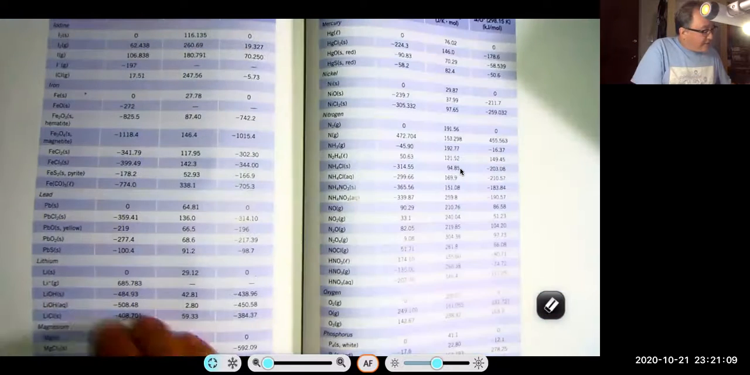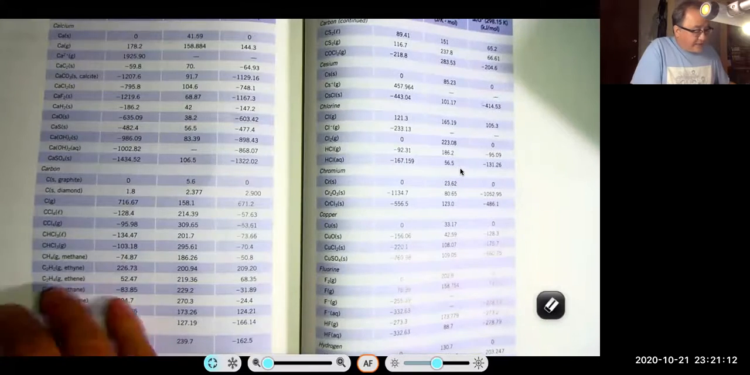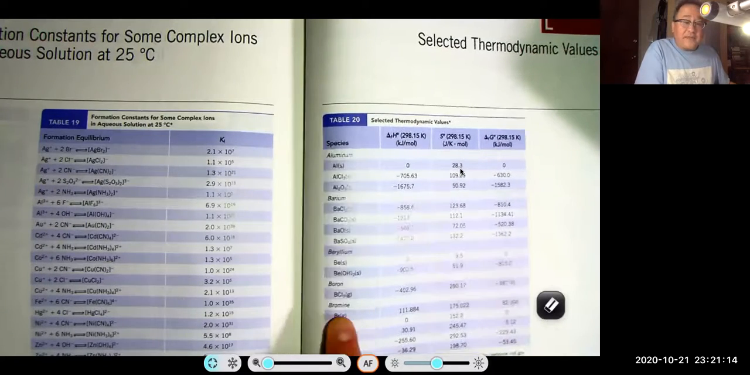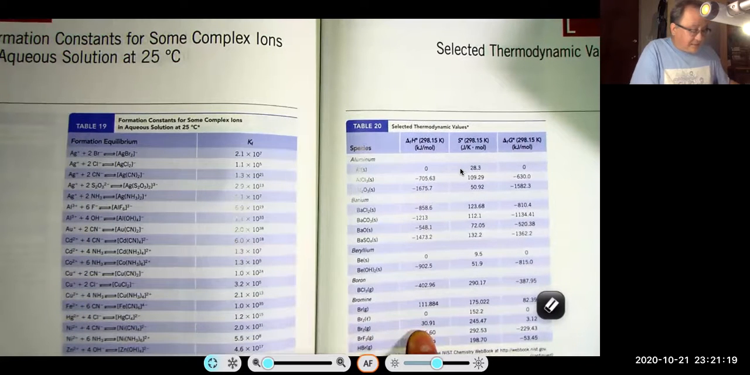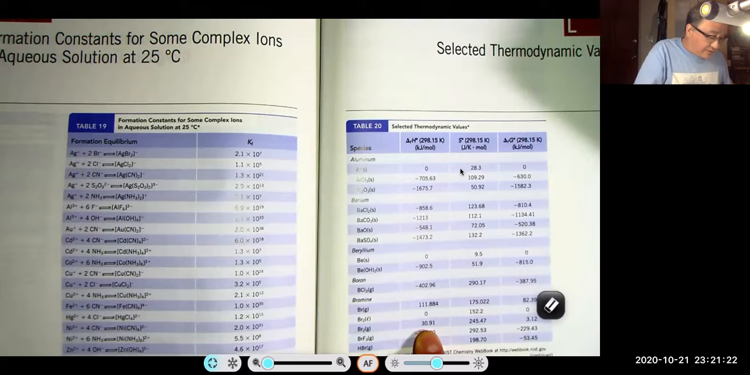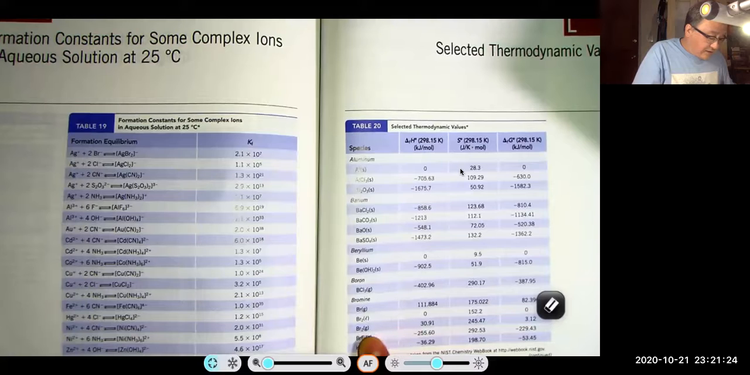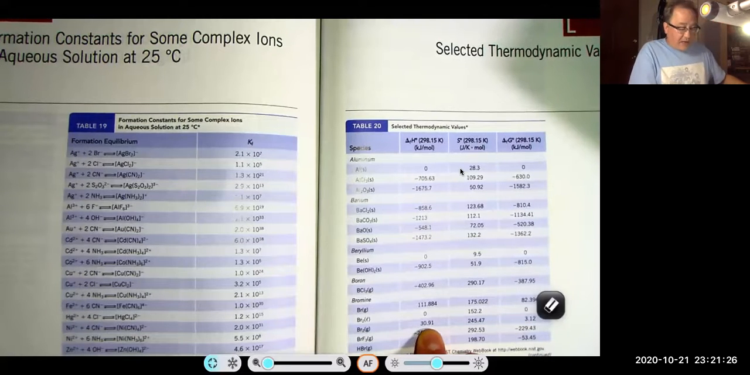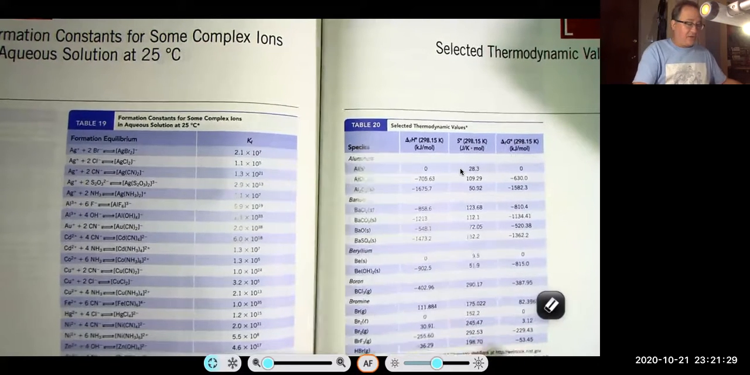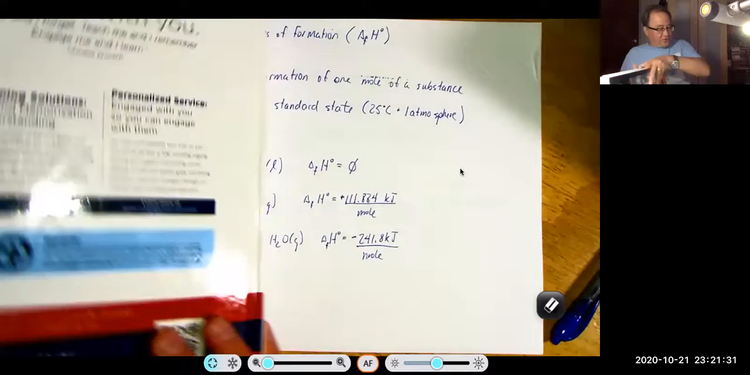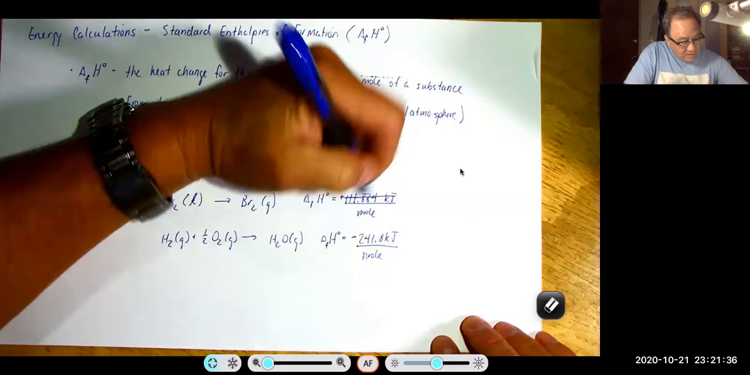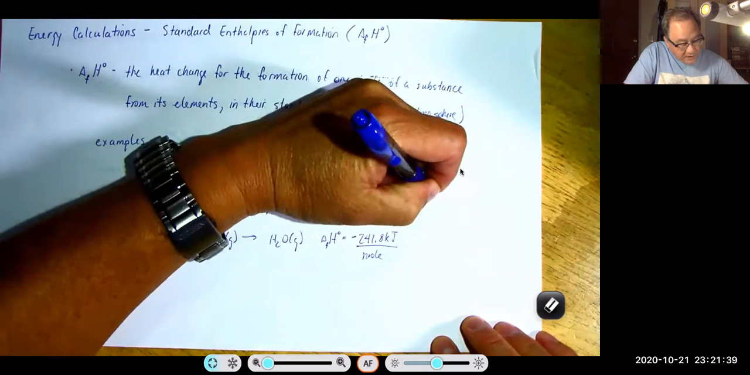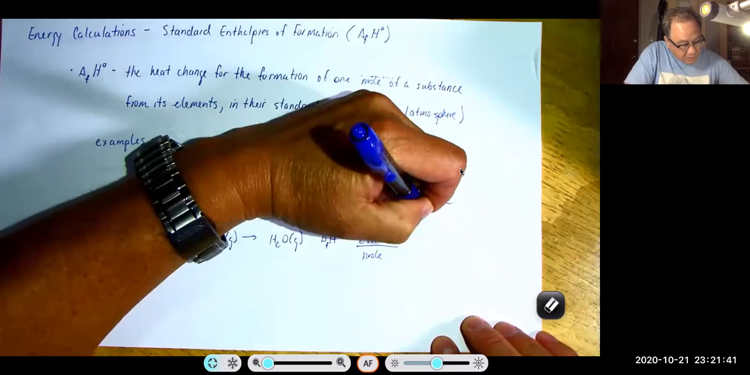So this is in the appendix, and this is alphabetical by the way the element is spelled. So here's bromine, and you can see that for Br2 gas, the standard enthalpy of formation is 30.91. Oh, I wrote the wrong number down. Good thing I went and checked here so I can fix it. Plus 30.91 kilojoules per mole.